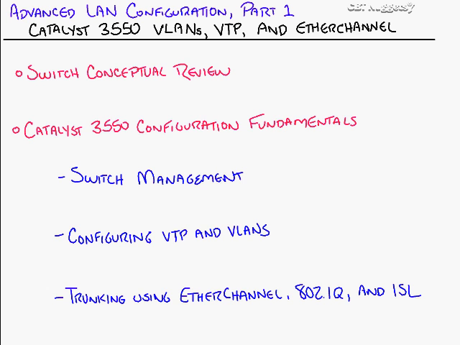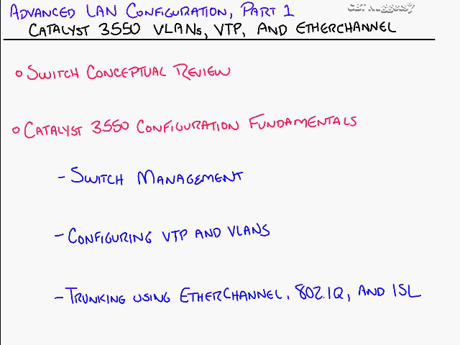Advanced LAN Configuration Part 1. Catalyst 3550 VLANs, VTP, and EtherChannel. This nugget is going to get our feet wet with the world of switching using the Catalyst 3550. It's my favorite piece of Cisco equipment. You'll see why as we go through this.